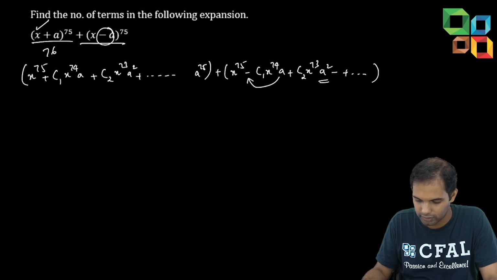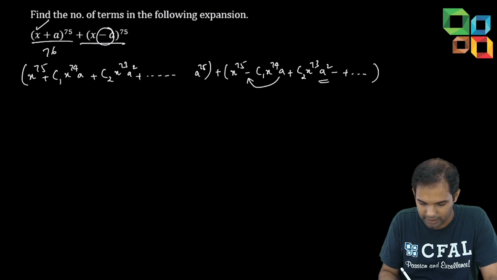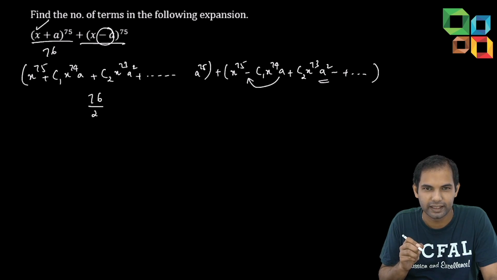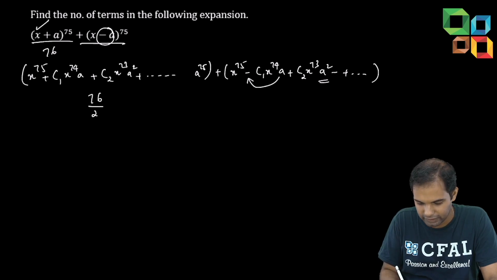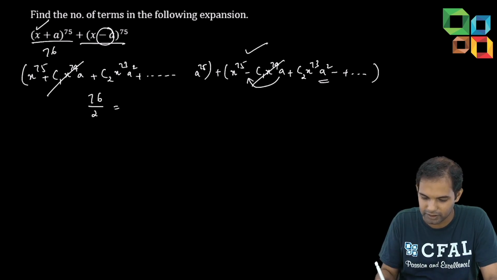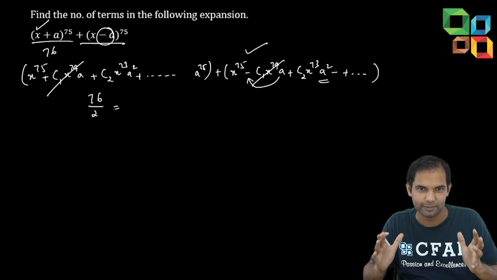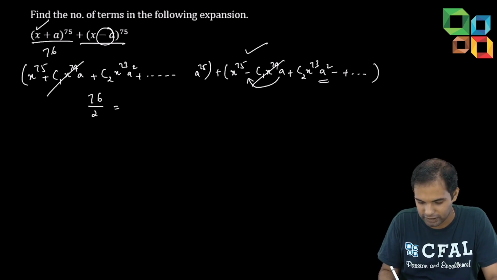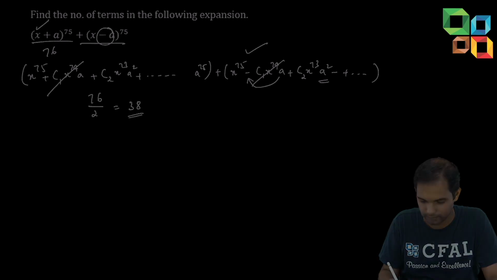Now, how many terms are there? The total is 76 terms here. You can guess half of the terms will have a positive sign and half will have a negative sign. So these terms will get cancelled. All the negative sign terms in the second expression will get cancelled with this. So how many terms remain? Half of this, which is nothing but 38. So totally you will have 38 terms.